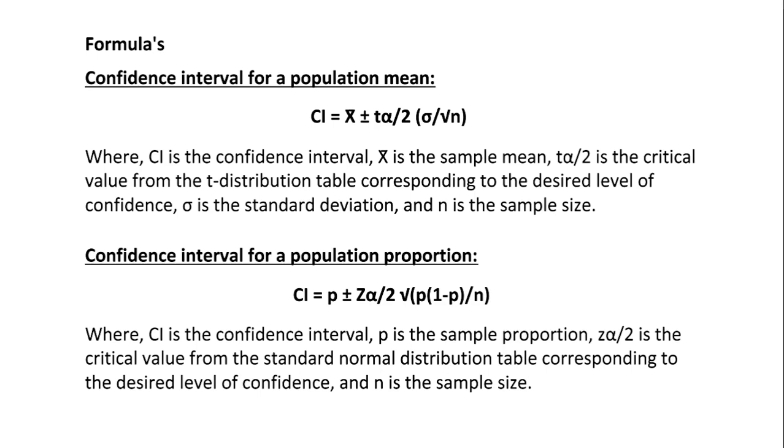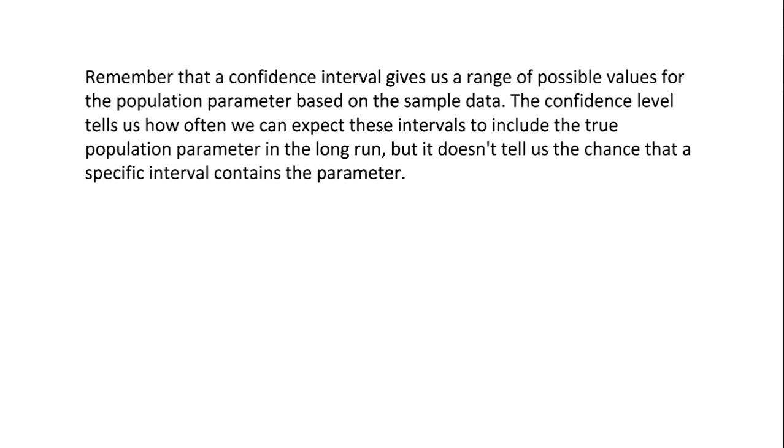Confidence interval for a population proportion. CI equals p plus or minus z alpha by 2 times square root of p, 1 minus p, by n, where CI is the confidence interval, p is the sample proportion, z alpha by 2 is the critical value from the standard normal distribution table corresponding to the desired level of confidence, and n is the sample size. Remember that a confidence interval gives us a range of possible values for the population parameter based on the sample data. The confidence level tells us how often we can expect these intervals to include the true population parameter in the long run, but it doesn't tell us the chance that a specific interval contains the parameter.